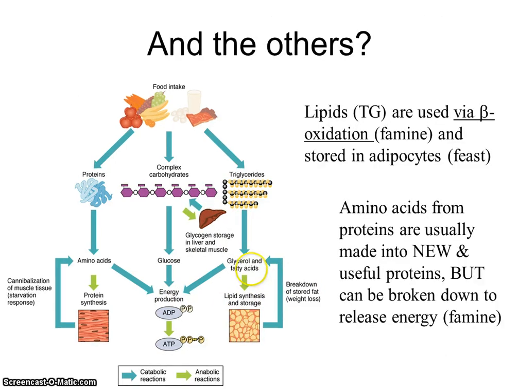All right? So lipids, triglycerides, fats and oils are used through beta oxidation, and this happens during famine. Typically, we're not going to break down our fats and use them for energy if we have plenty of carbohydrates and plenty of a mixed diet. And they're stored in the adipocytes when it's feast, okay? Amino acids from proteins are usually made into new and useful proteins, but can be broken down, as we show in this pathway, to release energy if you are in famine.